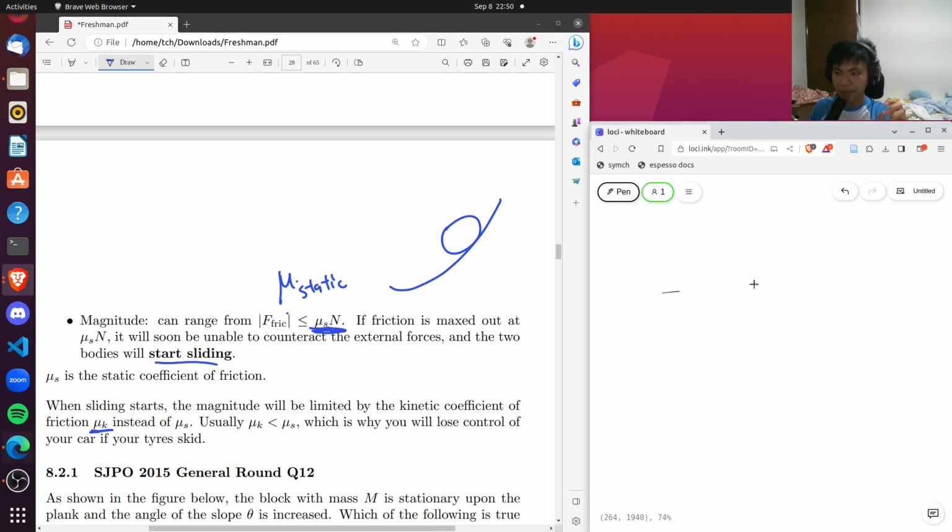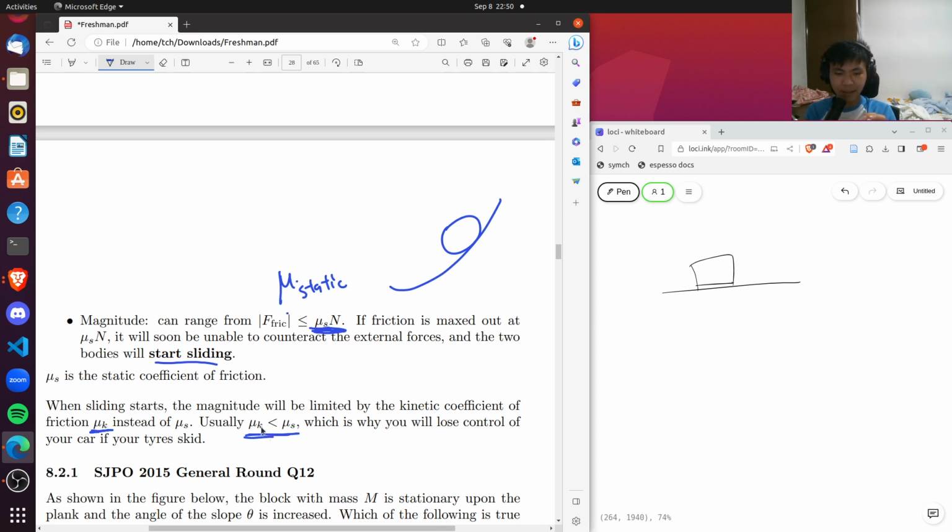So ironically, usually mu k is less than mu s, meaning that when two objects are already sliding, since you use the kinetic friction to calculate the maximum possible friction, your frictional force will actually decrease the moment it starts sliding.